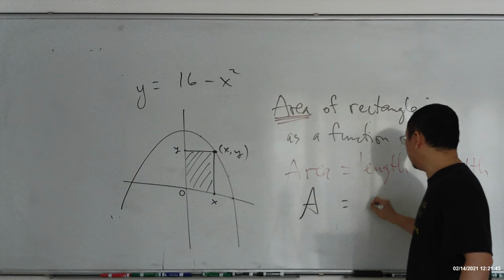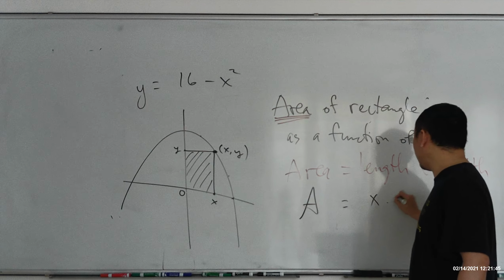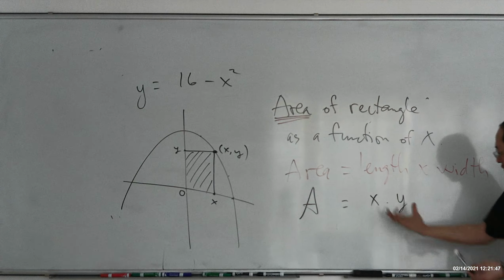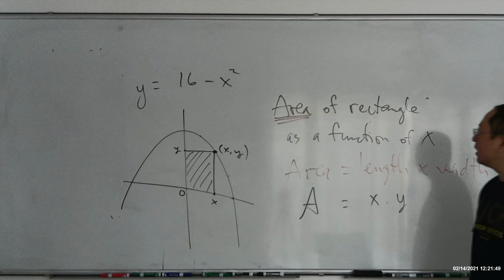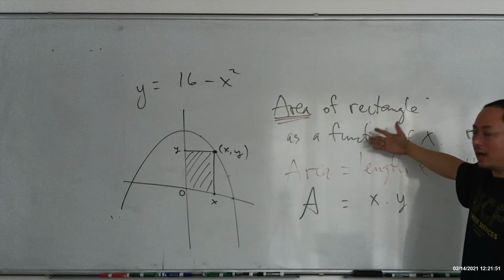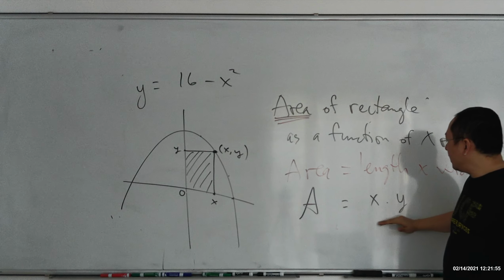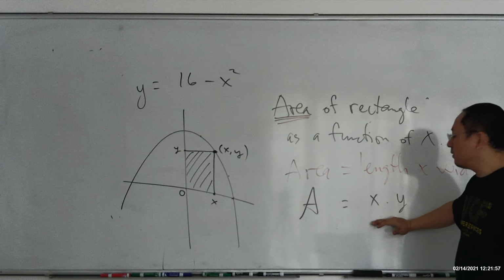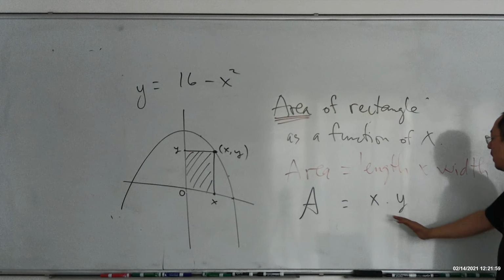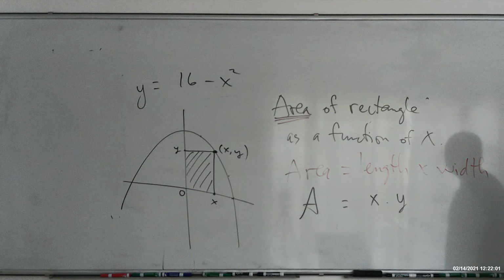A is equal to length times width, which is x times y. That's really the formula for the area of a rectangle. But the question requires more than that. They ask you to find the area as a function of x. So everything in the formula is going to be written in terms of x. No y, no z, no other letters allowed in the formula. So I have to substitute that y with something in terms of x.